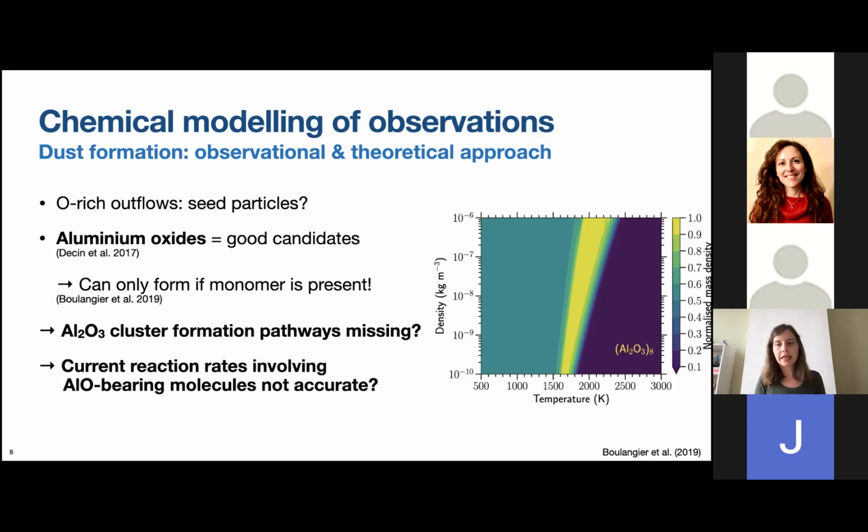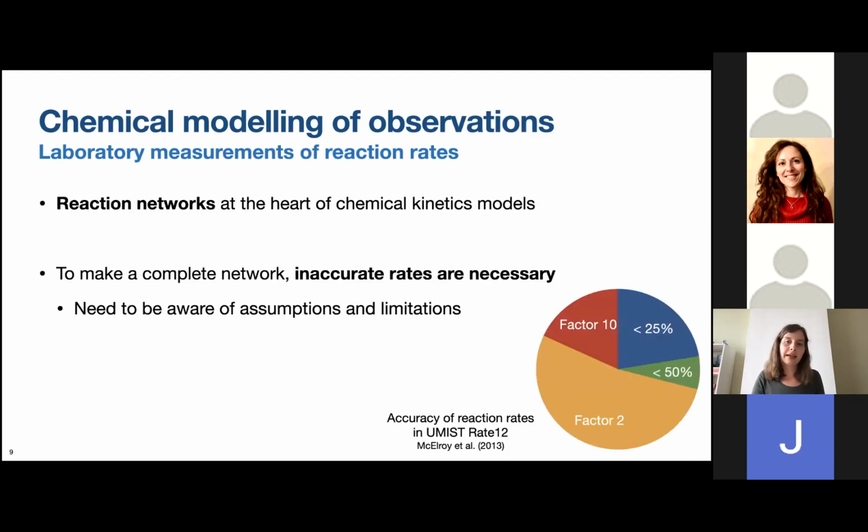Now, inaccurate rates are not an issue limited to this model alone. In fact, at the heart of every chemical kinetics model, we have a reaction network. So that's the list of all the reactions that you include together with the reaction rates and the temperature dependence of these. But if you want to make a complete network, you will have to include inaccurate rates because, well, not all reactions have been studied in the lab, or you can't even study them all in the lab because you have health and safety regulations. Some things are quite toxic or explosive, you can't even measure them in the lab.